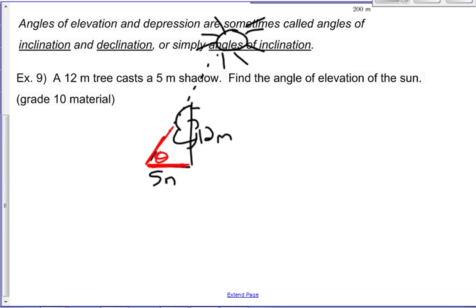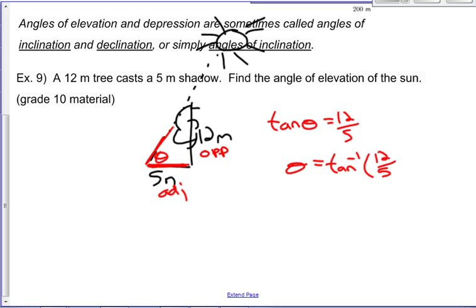And from there, since this is right-angled trig, you could use SOHCAHTOA. Okay, so this is opposite, adjacent. We can say that tan theta is 12 over 5. Theta is the inverse tan of 12/5. And then whatever that is, it's about 67.4 degrees. You can check that in your calculator.